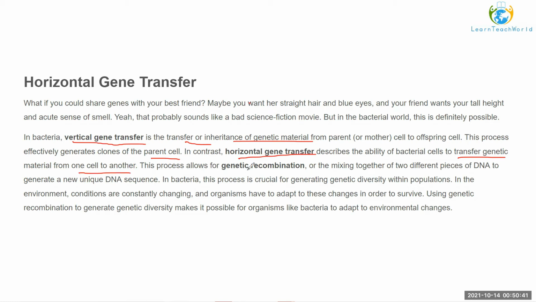Now, this process allows genetic recombination, or mixing of the genes of two different DNA pieces to form a unique DNA sequence. In bacteria, this process is very crucial for genetic diversity in the population. Environmental conditions are constantly changing, and organisms need to adapt to these changes to survive. So genetic recombination generates the genetic diversity with which the organisms adapt to the environmental changes.